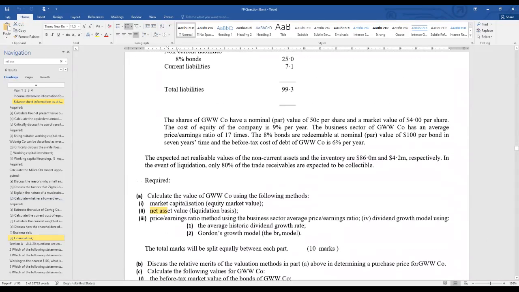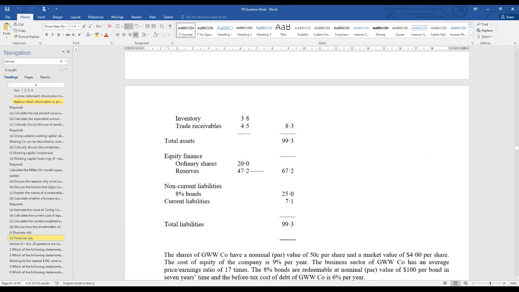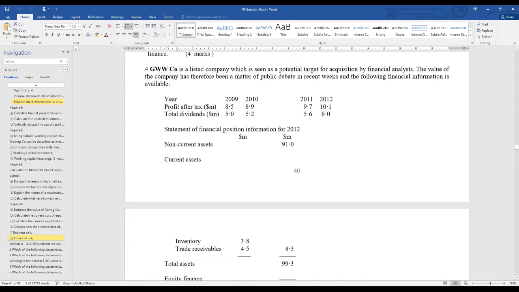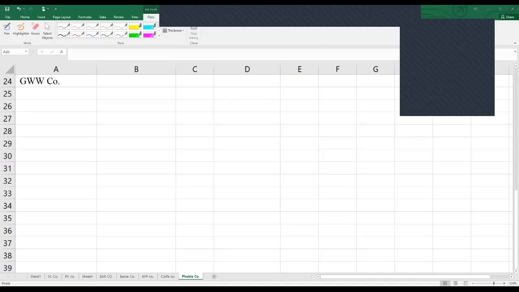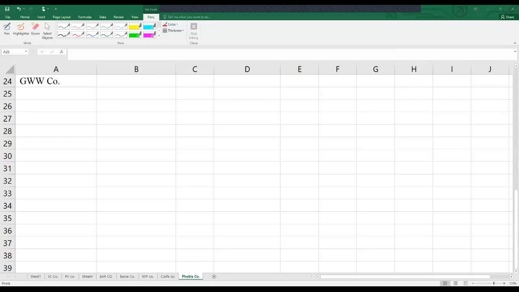I think this can act as our final question, more or less. This is GWW Company, page 40, 41. This question asks us to get the company value using a variety of methods. So I guess we can begin the first method. This is page 40.